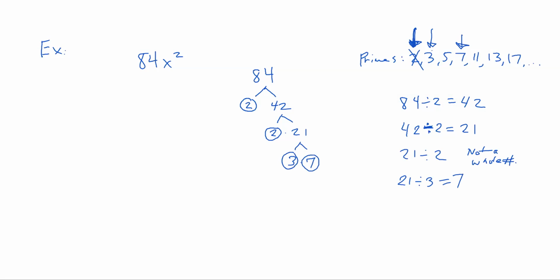And now all of its primes are the ones that we have circled. So 84 would become 2 times 2 times 3 times 7. That would be the number part. All of that multiplied back together is going to make 84.